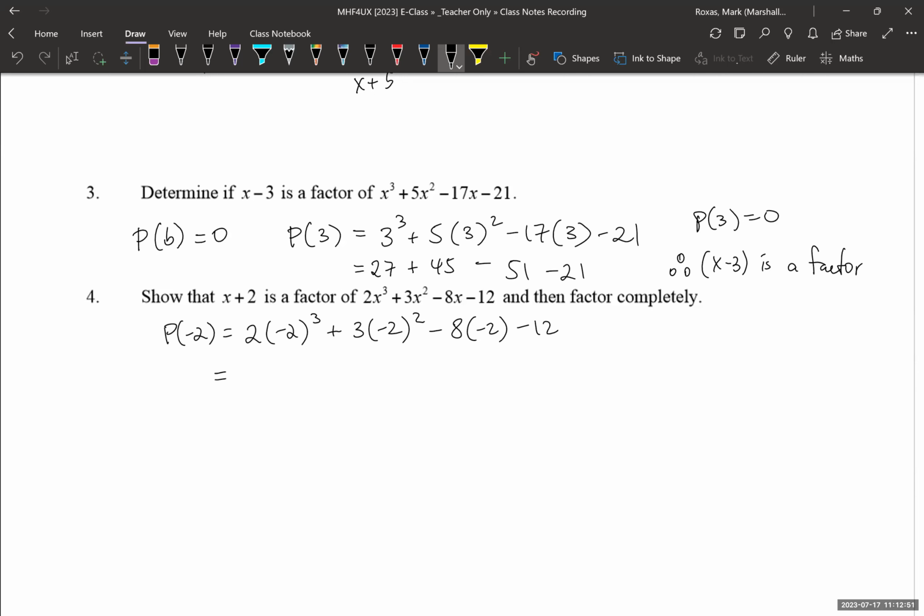2 times -2 cubed is -16. 3 times -2 squared is plus 12. And then we have plus 16 and then a minus 12. Oh, that is 0. Okay, so there you go. We've proven that x plus 2 is a factor. Okay, so x plus 2 is a factor by factor theorem.